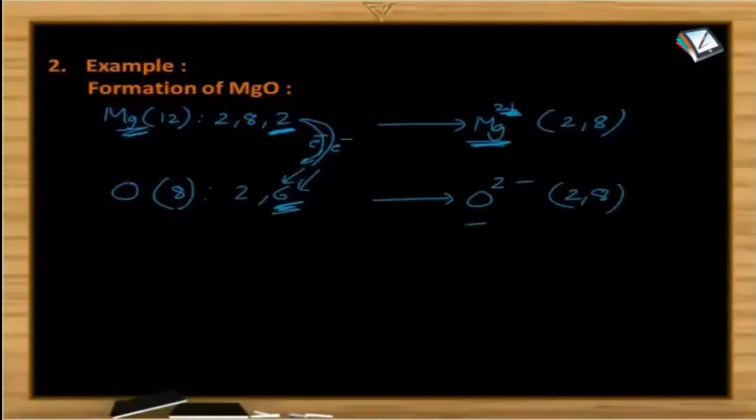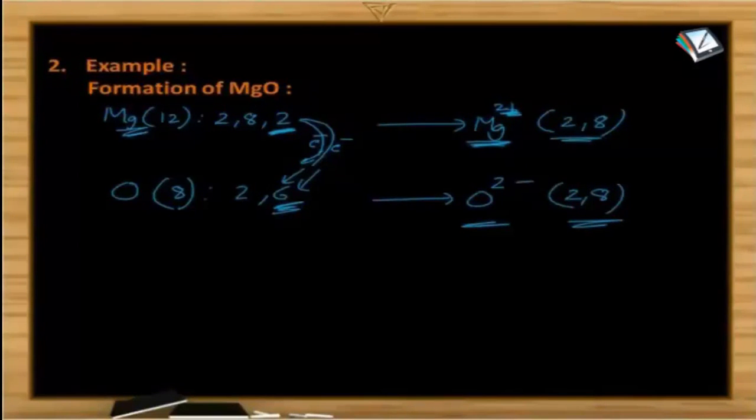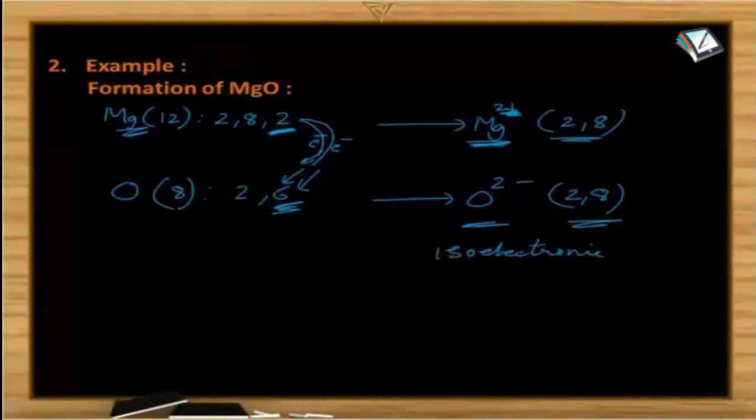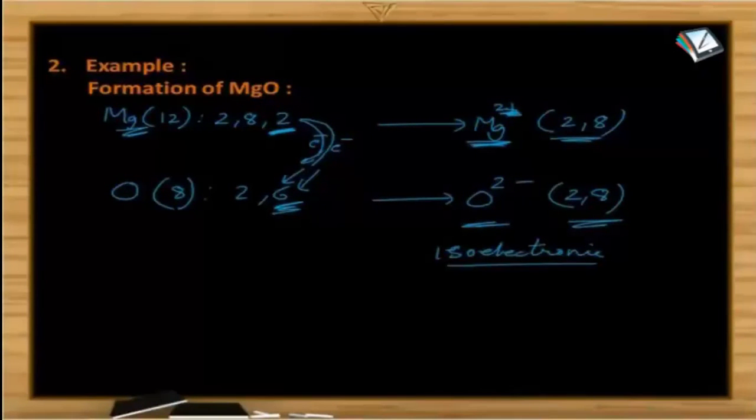Both the magnesium ion and oxide ion, after their formation, have the same electronic configuration. So we can say these two are isoelectronic in nature. What is the meaning of isoelectronic? Those species which have the same number of electrons are called isoelectronic.